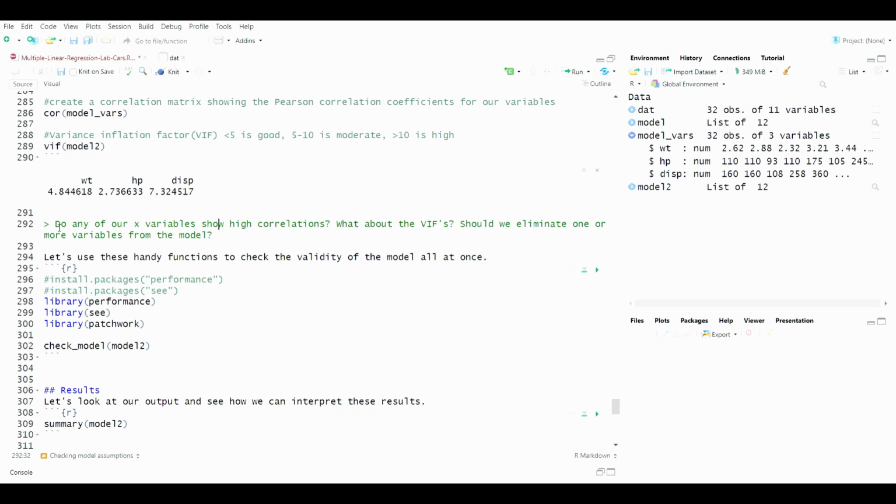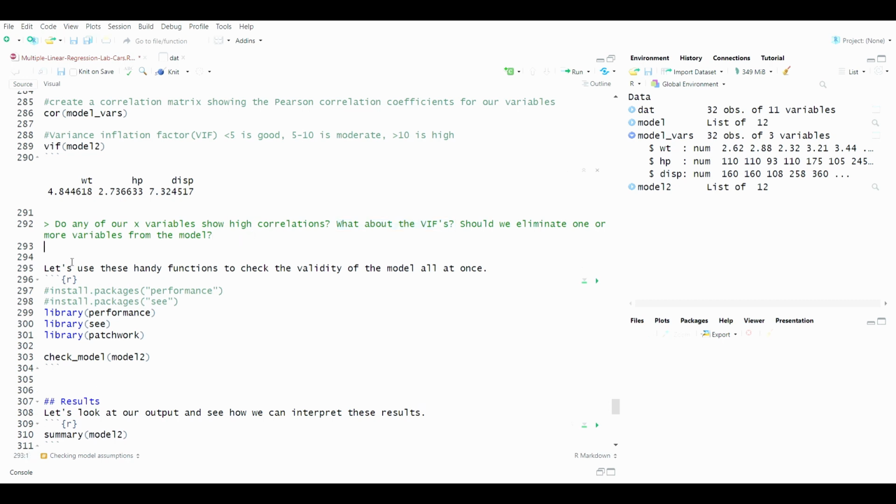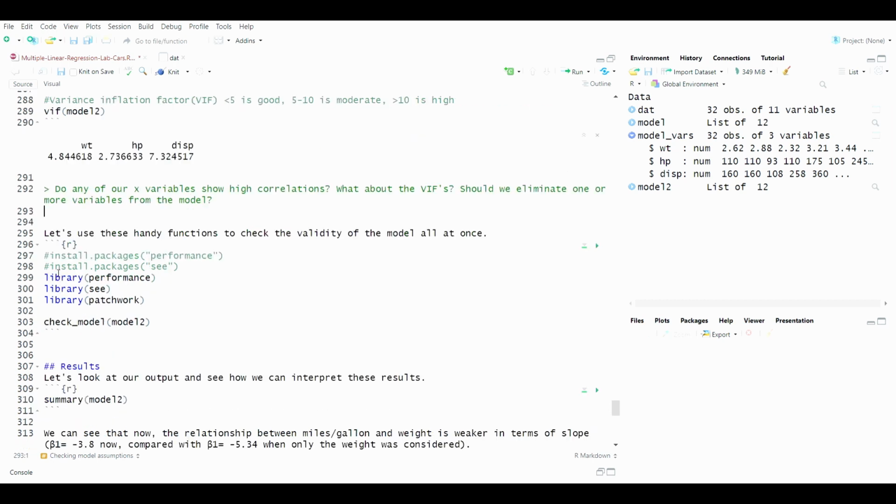Do any of our x variables show high correlations? Well, yes, right? We see that. What about the VIFs? Should we eliminate one or more variables from the model? In this case, no, but there is some cause for concern with displacement having a moderately high VIF. So answer that question in complete sentences, please.